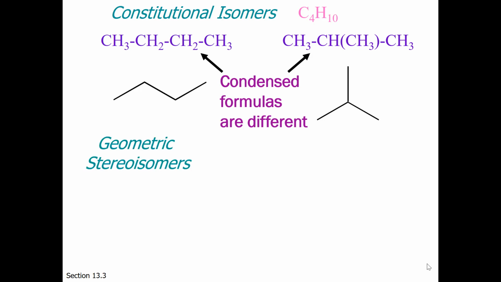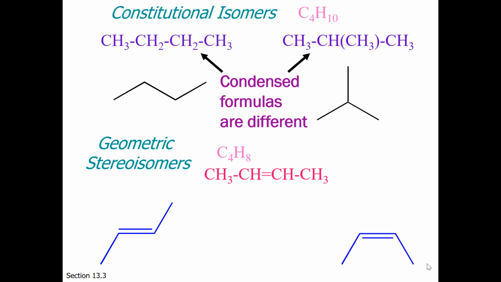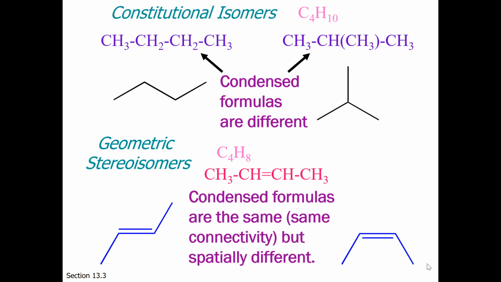Geometric isomers can be reintroduced by thinking about 2-butene. The condensed structure shows CH3s at each end and a double bond in the middle. However, we can draw this structure like this, where the methyl groups are opposite one another, or like this, where the methyl groups are on the same side of the double bond. So their condensed formulas are the same, meaning they have the same type of connections and bonds, but spatially they're different.